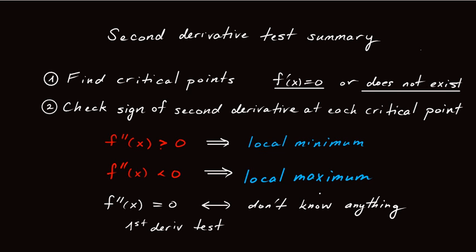Now, something strange happens when it's equal to zero. If the second derivative is equal to zero, you can't say anything at all. We don't know anything. In that case, we have to revert back to the first derivative test. Okay, let's look at some examples.